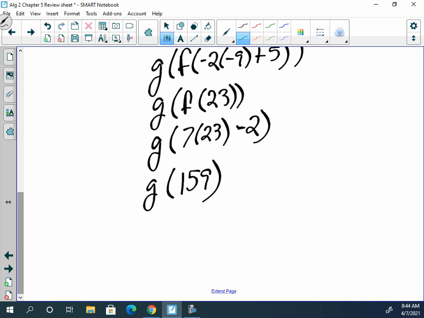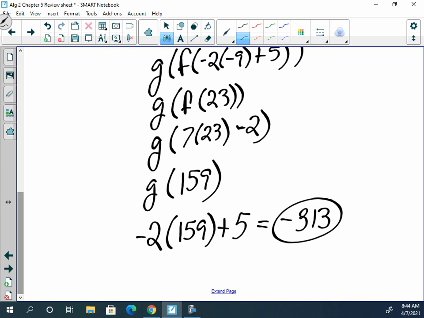Well, wait a minute. How many functions do I have left? One, yes? So I need to plug this into g of x. That'd be negative 2 times 159 plus 5. Type it in. I have a feeling it's going to be negative. And that's our answer. So no matter how scary these composite functions look, always work from the inside out. Do it one step at a time.